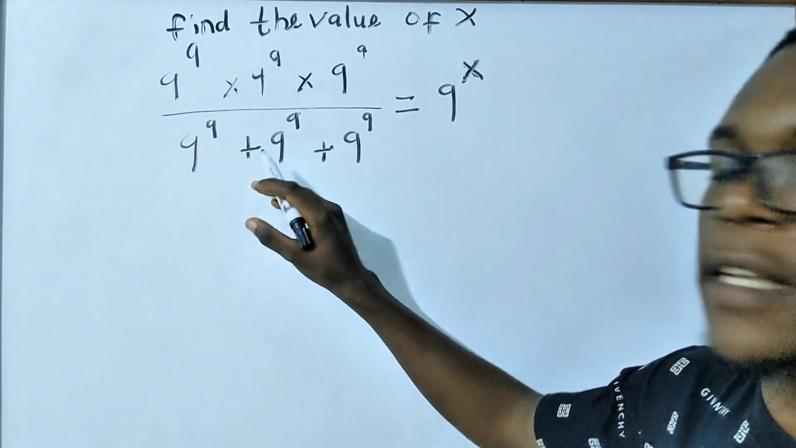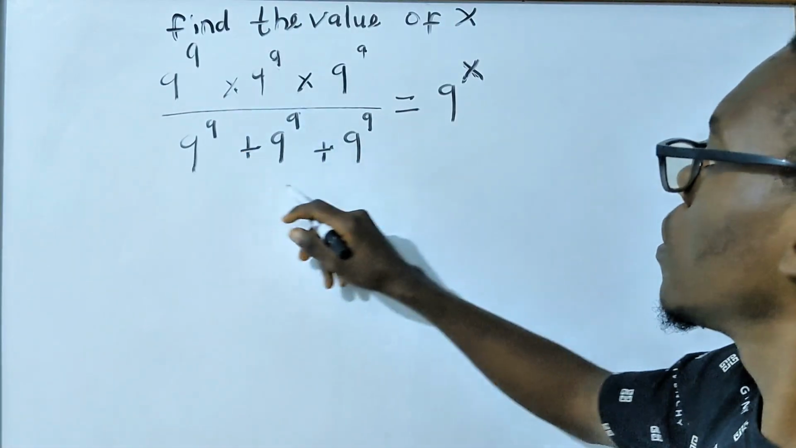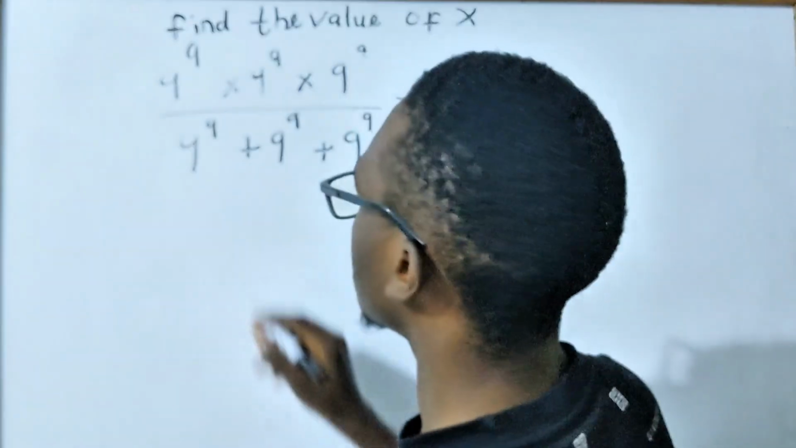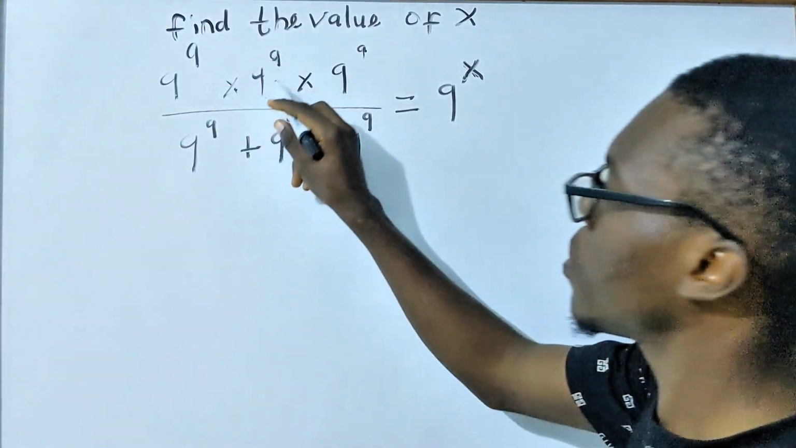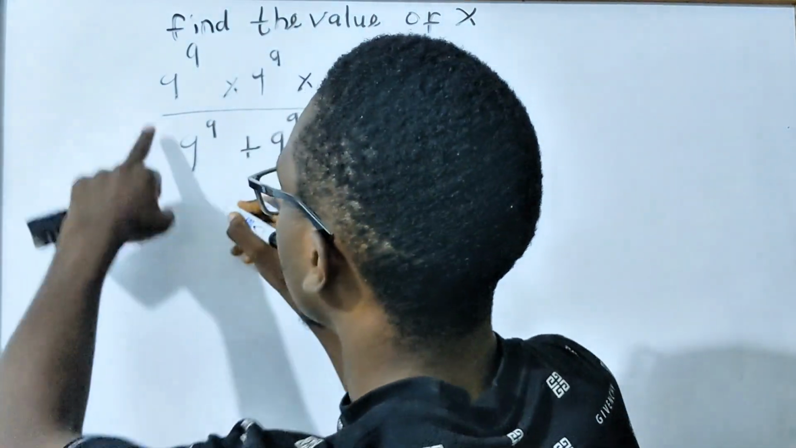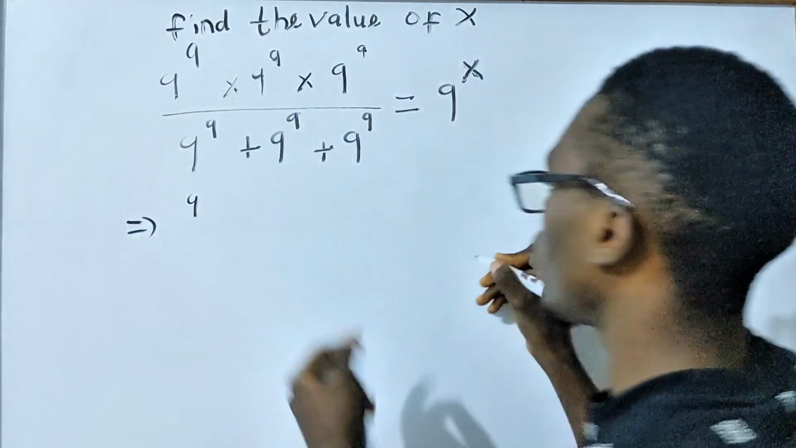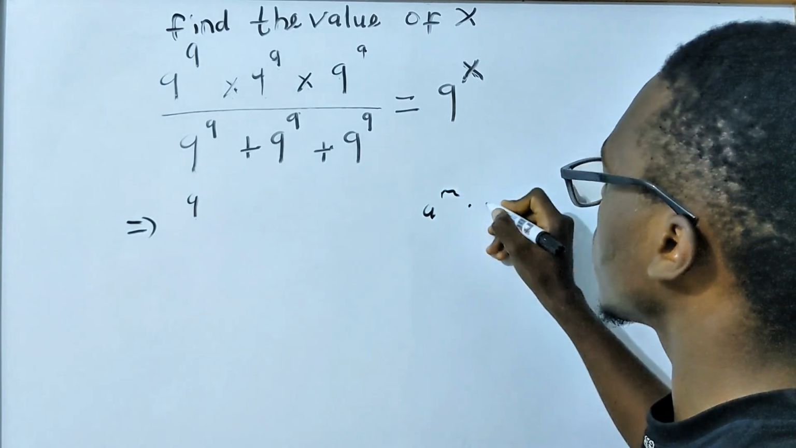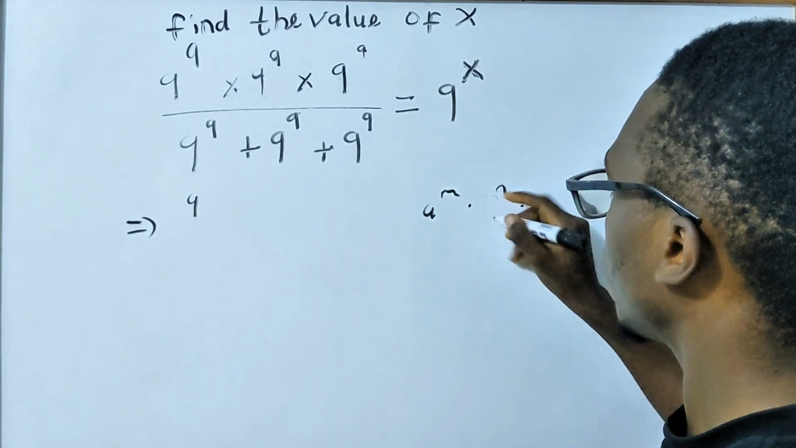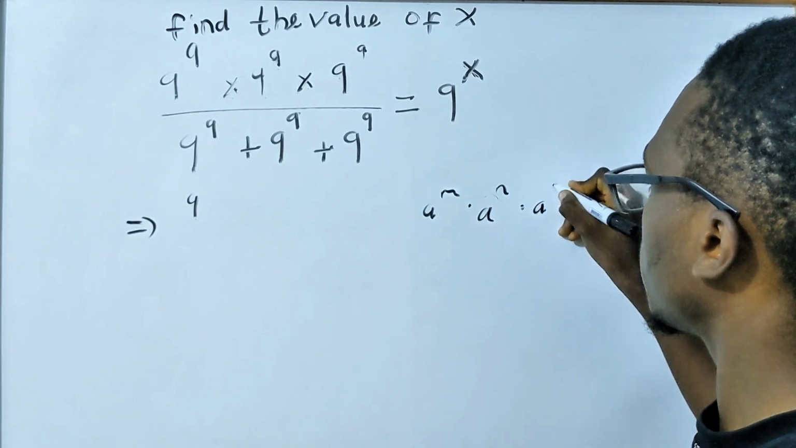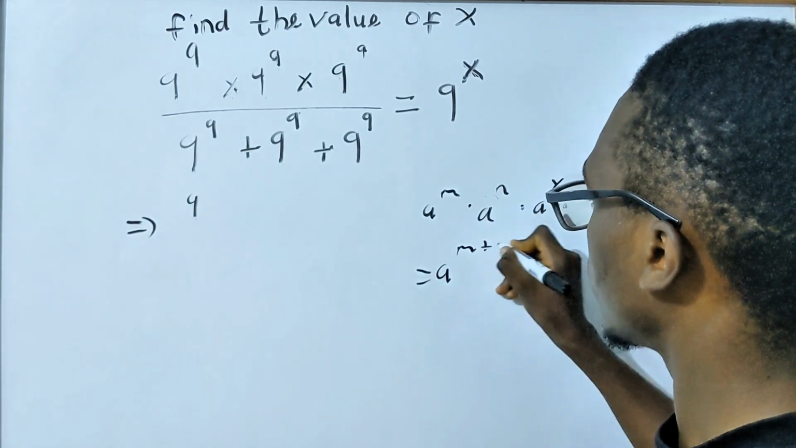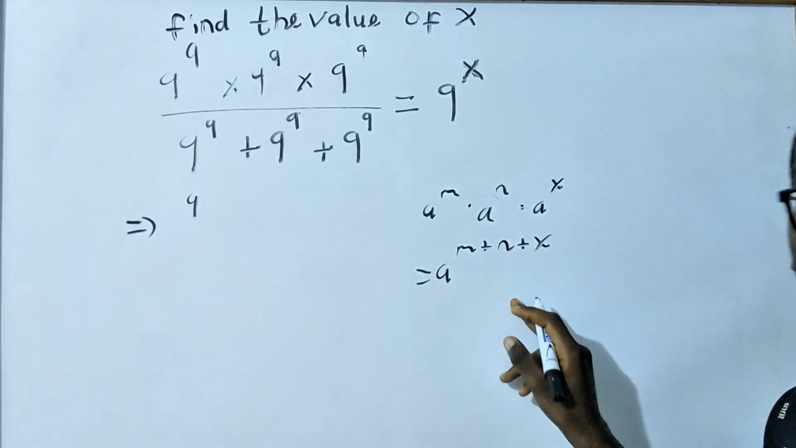Another very easy question: solve for x, given this equation. What we're going to do here is: 9 to the power 9 times 9 to the power 9 times 9 to the power 9 is equal to... That implies, for example, when you have a to the power n times a to the power n times a to the power n, times a to the power x, you have a to the power n plus x. That's what we have at this point.